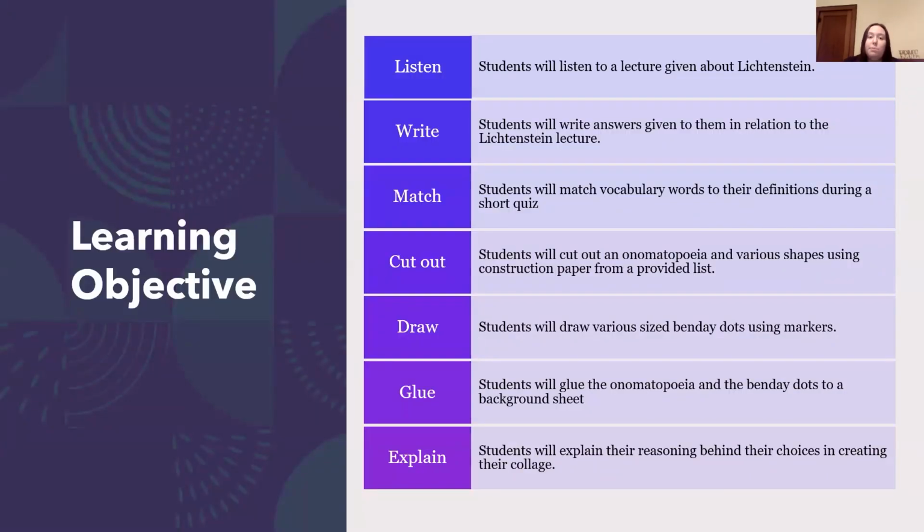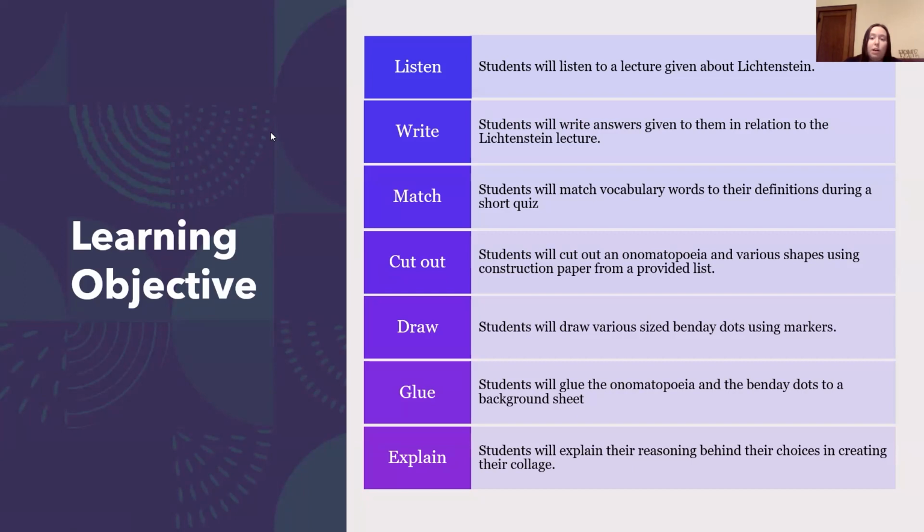For my students' learning objectives, I have 7, and they are: students will listen to a lecture given about Lichtenstein. Students will write answers given to them in relation to the Lichtenstein lecture. Students will match vocabulary words to their definitions during a short quiz.